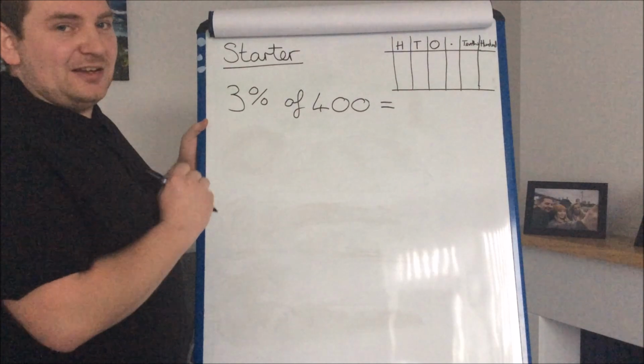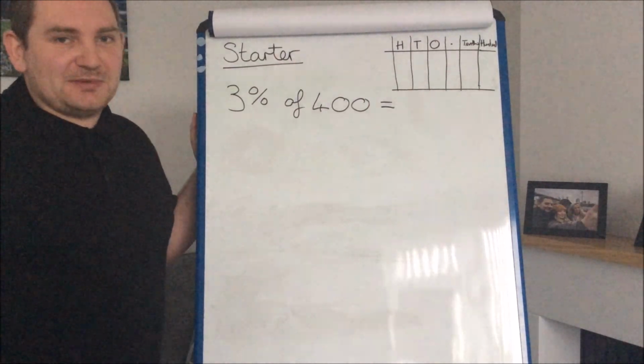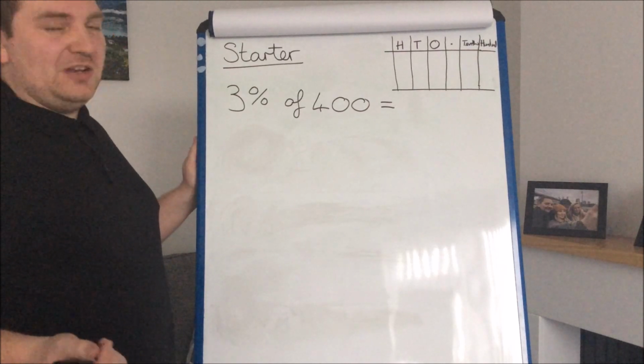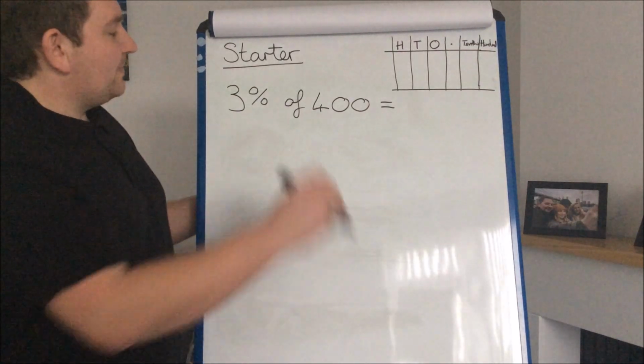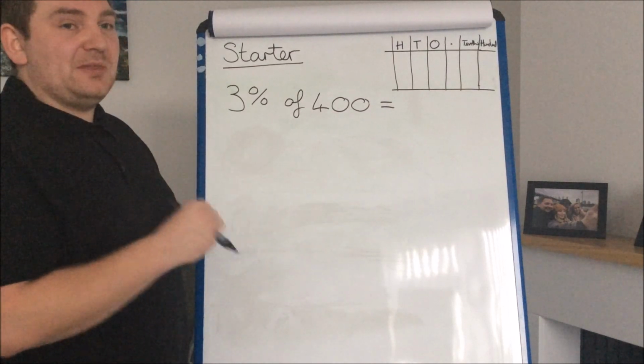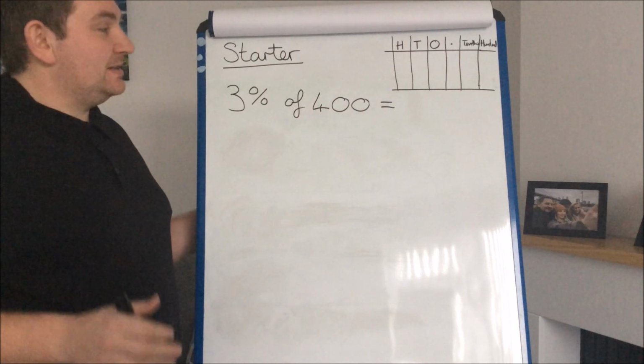So I thought we would do a little starter today and have a look at some percentages, because we have done these before, but it has been a while, definitely before Christmas. I'd like you to work out 3% of 400. I will do this one with you and then I'll give you 2 to do independently afterwards.